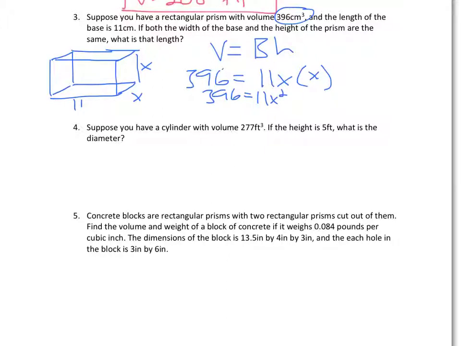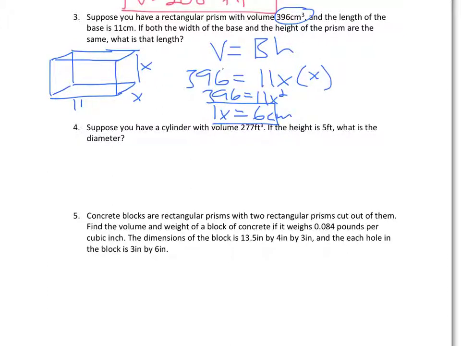We can divide by 11. That's 36. Take the square root of that. So we have x squared equals 36, or x equals 6. Okay, so 6 centimeters would be the final answer for that.